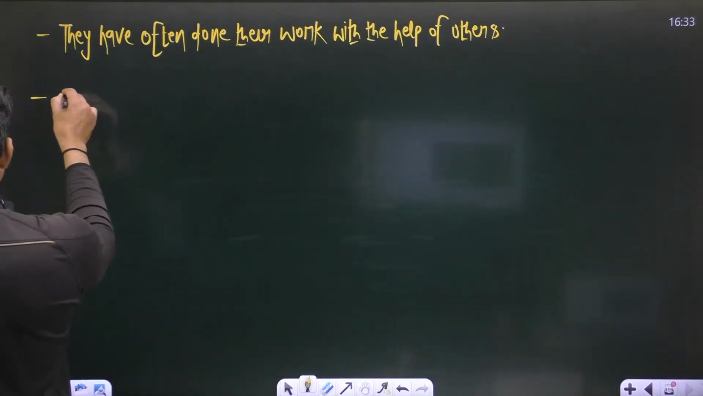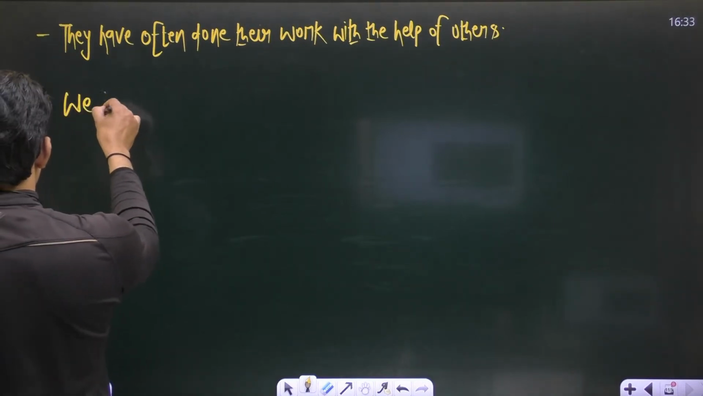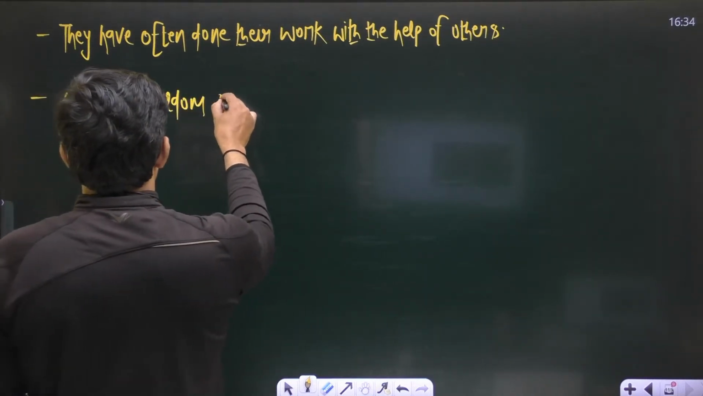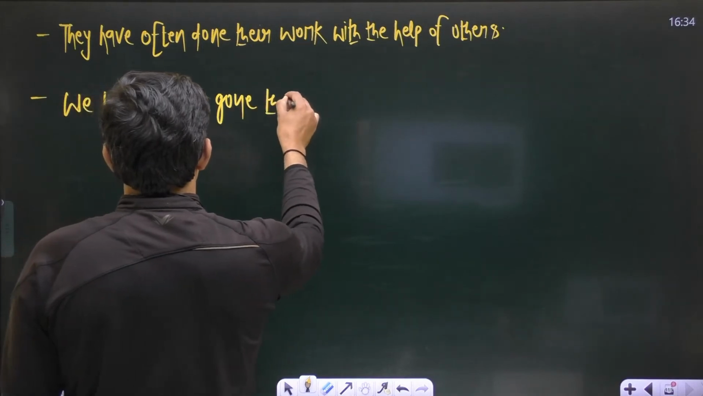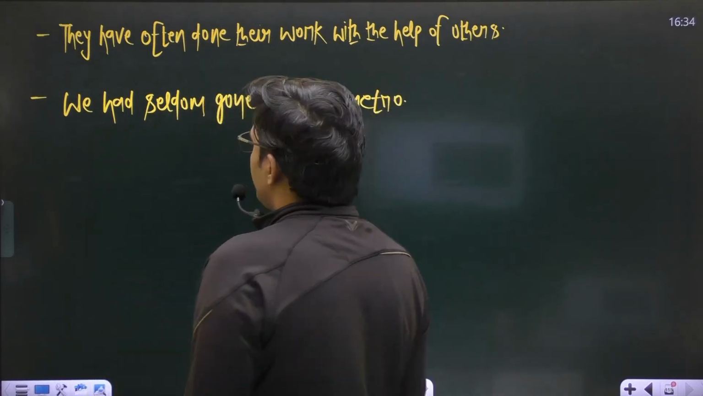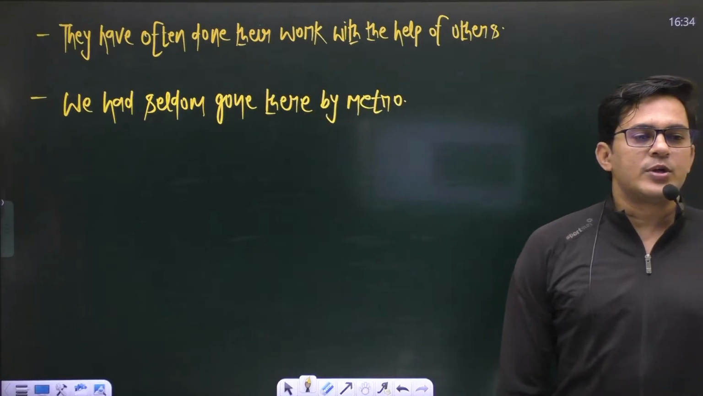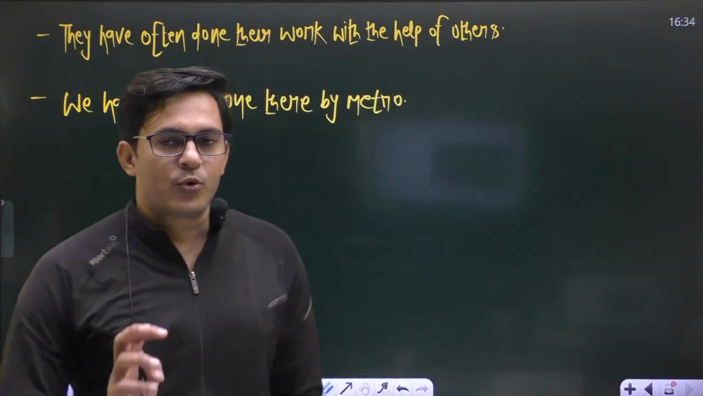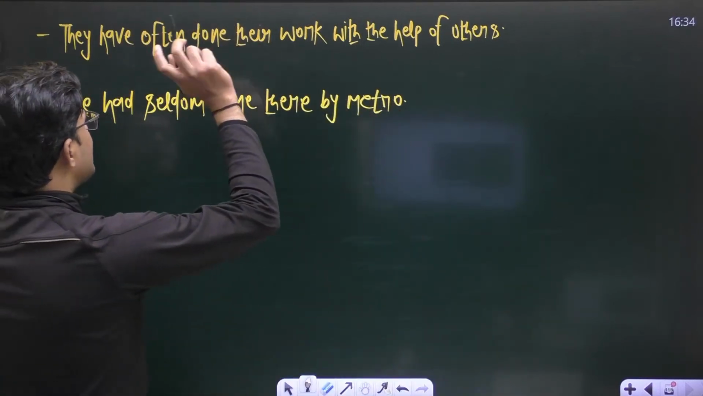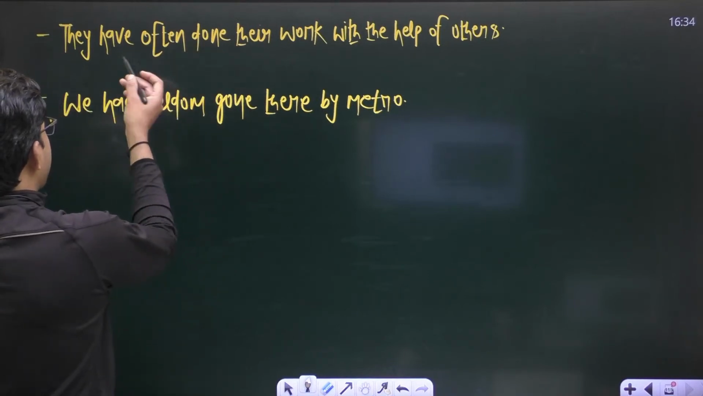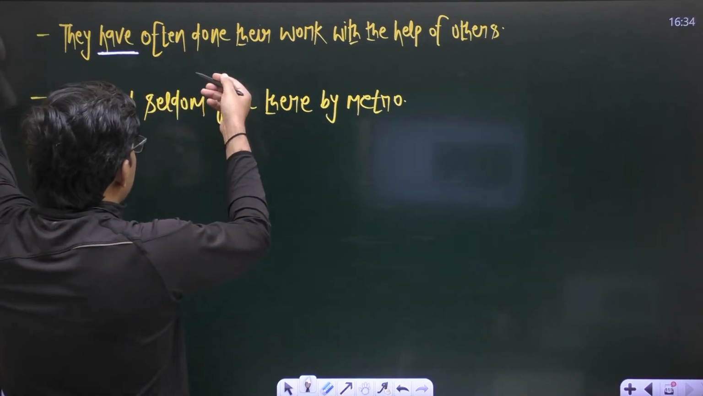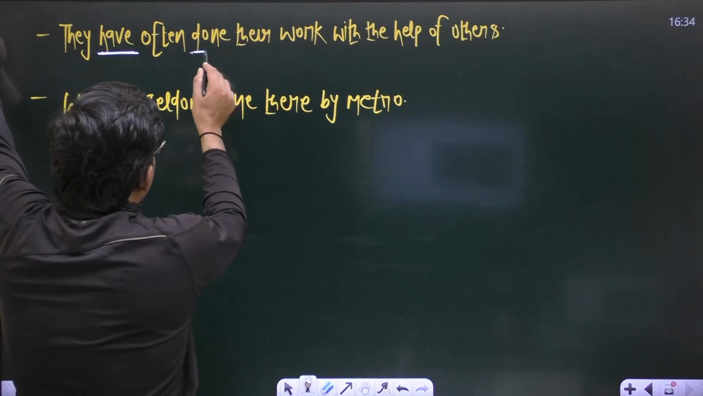And the second sentence is, we had seldom gone there by metro. Two different sentences you have, right? So this is an important concept. In both the sentences, in the first sentence, initially just try to find out which tense has been used. So if I want to find the tense out, I know it very well.